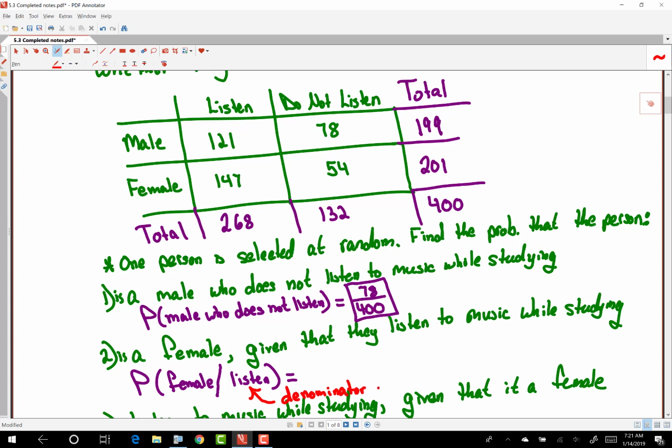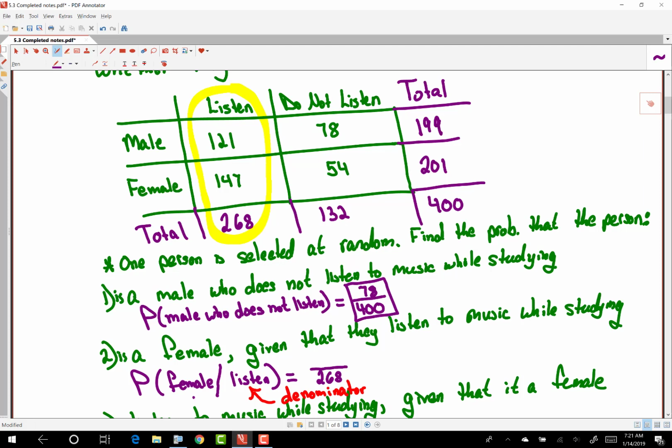Because we know that the person is somebody who listens, what that means is we're narrowing it down so that we're only looking at this column. Because we know going into it that it's somebody who listens. So to calculate it, our denominator is going to be the total number who listen. So that's going to be 268.